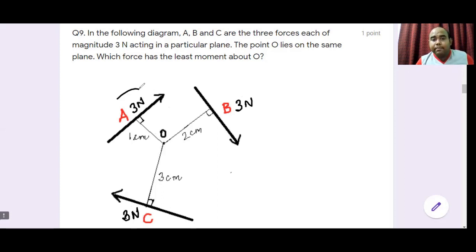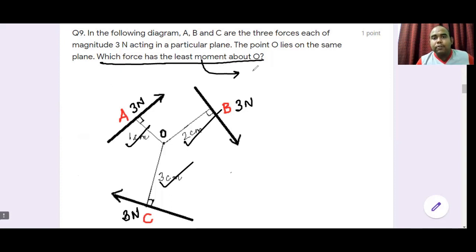O से point A का perpendicular distance देखो 1 centimeter, B का कितना distance है O से 2 centimeter, and C force का कितना distance है O से 3 centimeter, and these are perpendicular distances. देखो यहाँ 90 degree show किया गया है. So undoubtedly these are the perpendicular distances. So which of the forces has the least perpendicular distance? A has the least perpendicular distance from O, means A is closest among all these 3 forces from point O. तो वही क्वेश्चन पूछा है, which force has the least moment. Moment means moment of force about O.